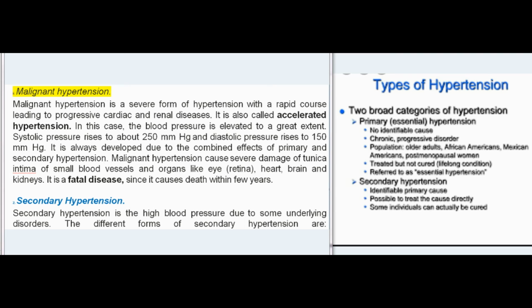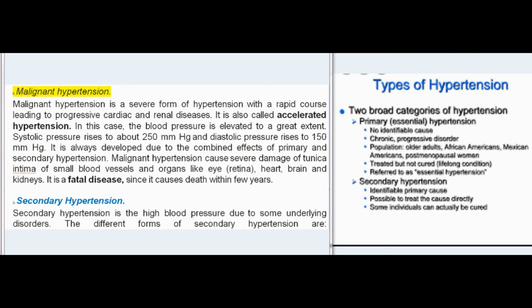Malignant hypertension. Malignant hypertension is a severe form of hypertension with a rapid course leading to progressive cardiac and renal diseases. It is also called accelerated hypertension. In this case, the blood pressure is elevated to a great extent. Systolic pressure rises to about 250 mm Hg and diastolic pressure rises to 150 mm Hg. It always develops due to the combined effects of primary and secondary hypertension. Malignant hypertension causes severe damage of the tunica intima of small blood vessels and organs like the eye, retina, heart, brain, and kidneys.